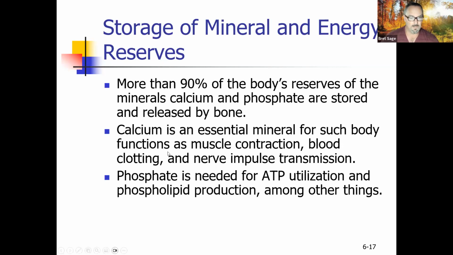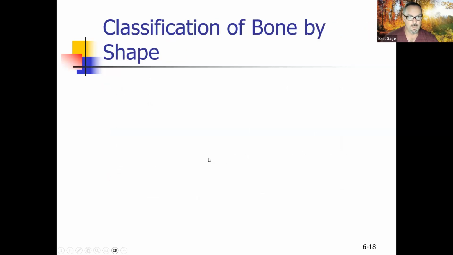Calcium is an essential mineral for such body functions as muscle contraction, blood clotting, and nerve impulse transmission. So calcium is not just for bones and teeth, it's for physiological processes. Phosphate is needed for ATP utilization. The P there is phosphate, and phospholipid production, among other things.